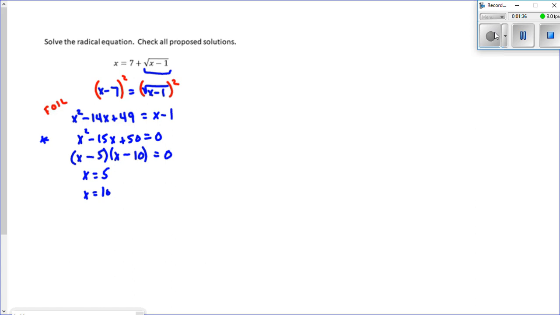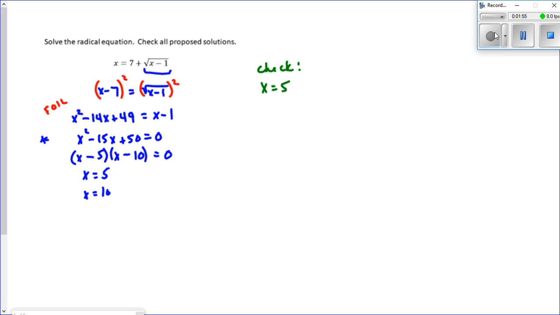But that doesn't mean that they'll satisfy the original equation. Anytime you square both sides, you always have the possibility of getting extraneous roots. So you have to check to make sure that they're really solutions to the original problem as well. So let's check our solutions.